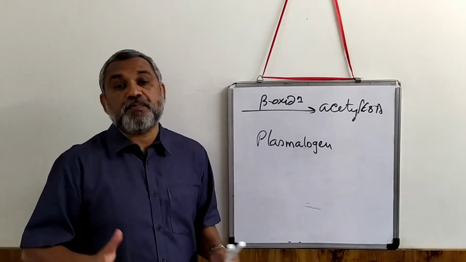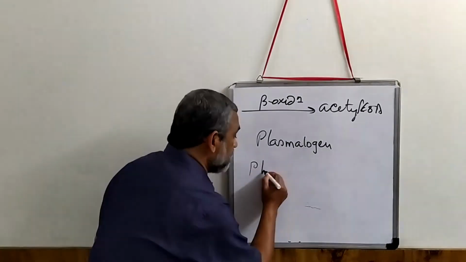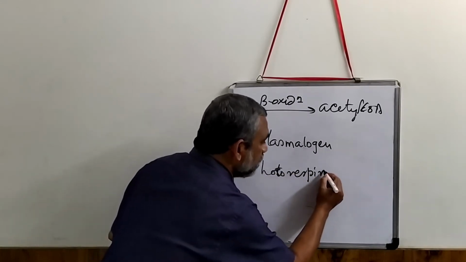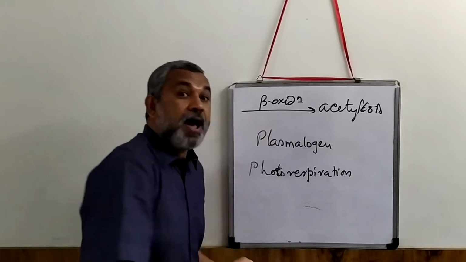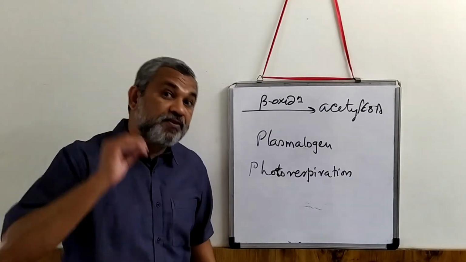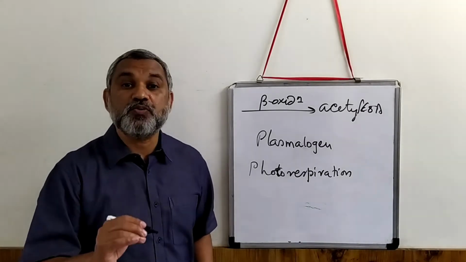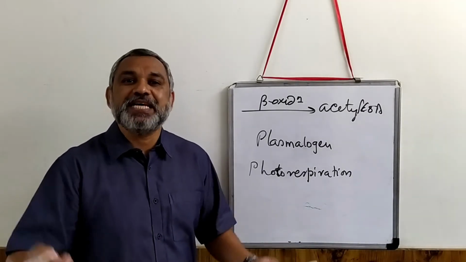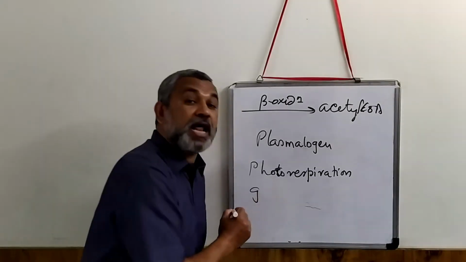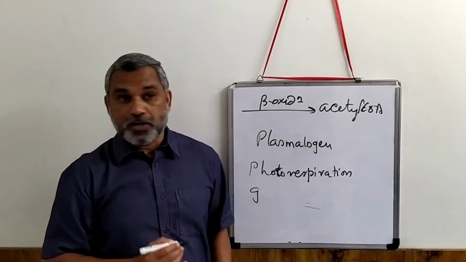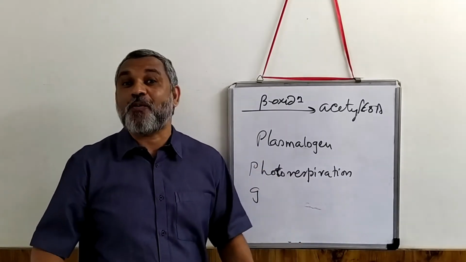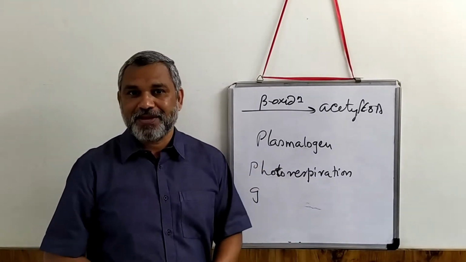Peroxisomes are also important for photorespiration. Another important function is in germinating seeds. It will convert fatty acids into sugar molecules, which is needed in germinating seeds, by a pathway known as the glyoxylate pathway. You can see how many important functions this peroxisome is carrying out.